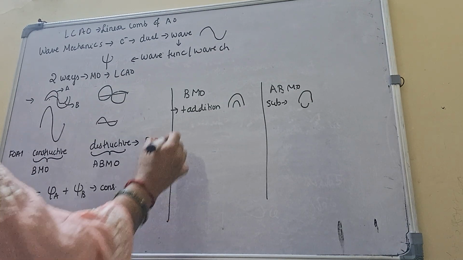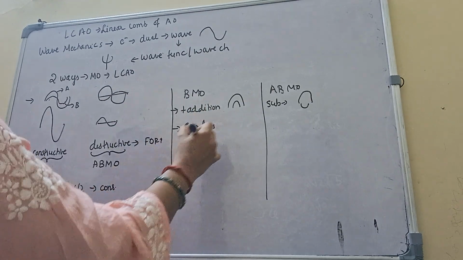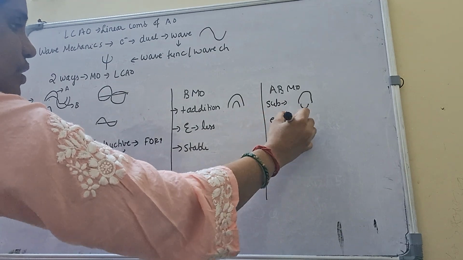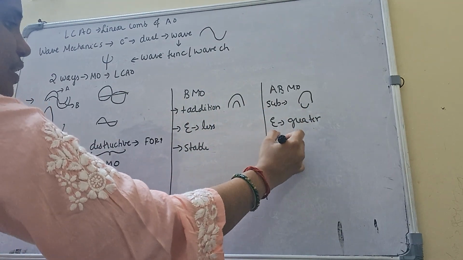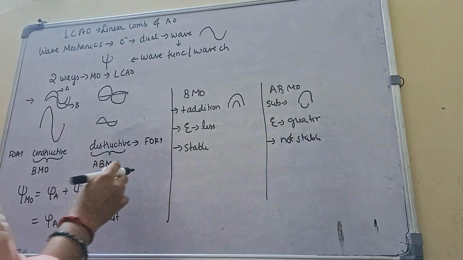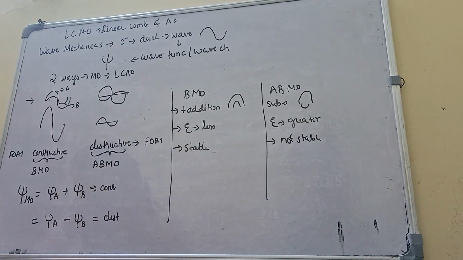Now the energy of this is lesser. We have seen this, right? That's why it's lower, and therefore it is more stable. This energy is greater than that of the atomic orbital. In fact, it is greater than this. That is why it is not stable. The atomic orbital's energy is like this, bonding is lesser and this is greater.